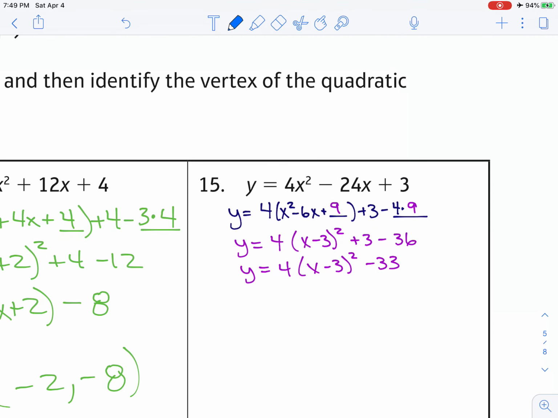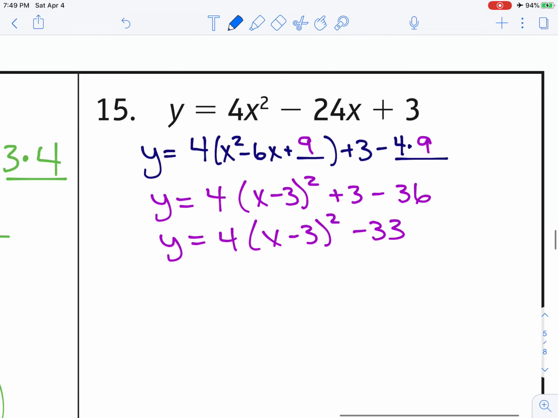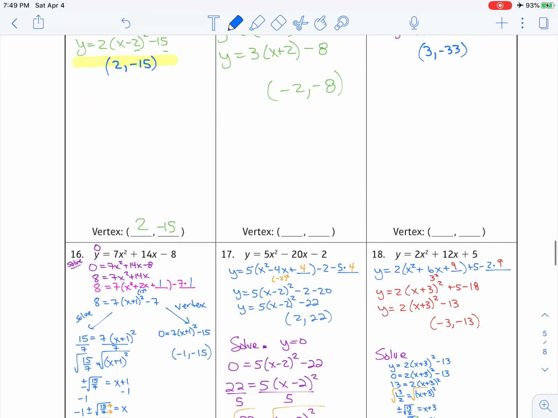Number 15, it's the same thing as number 8. So 3, negative 33 would be my vertex. So the whole purpose of doing this is just to have the vertex form.